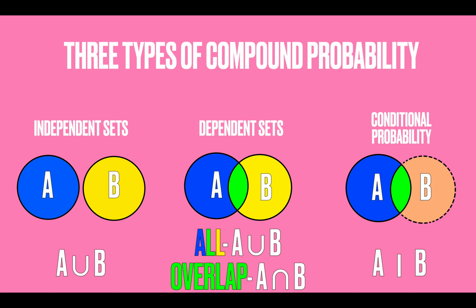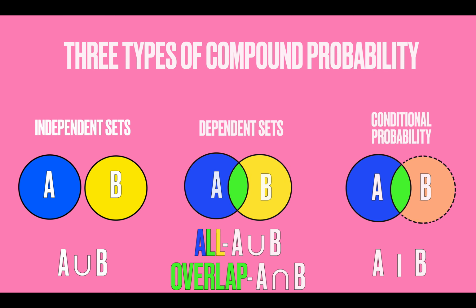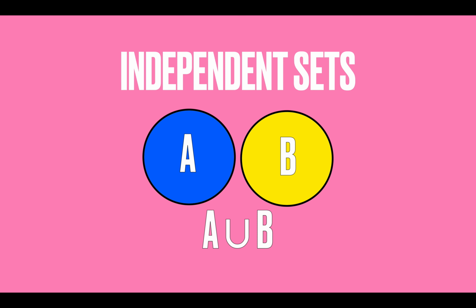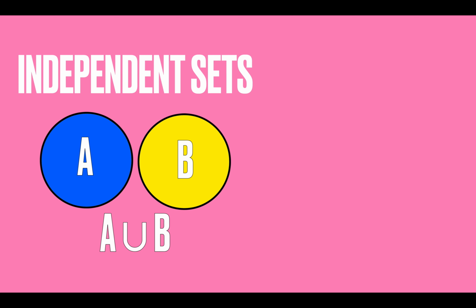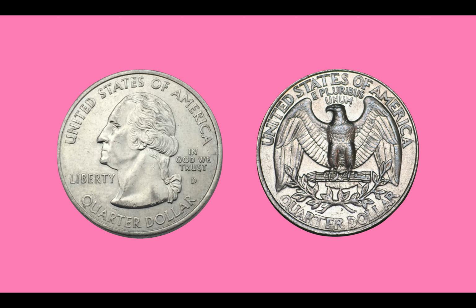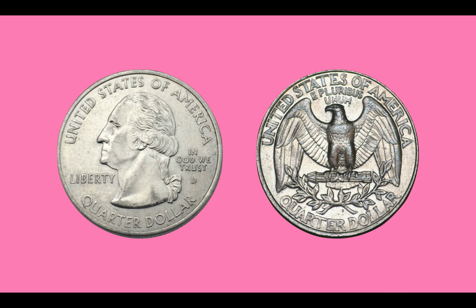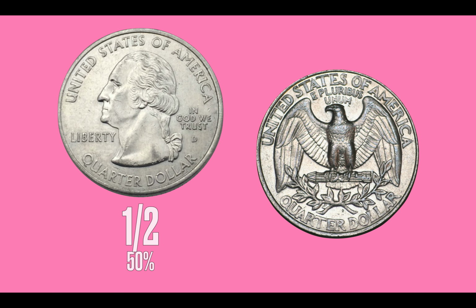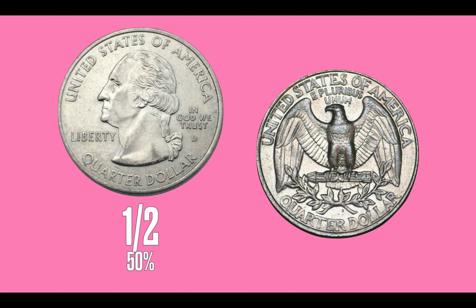So as we just said, these are the three types of compound probability, but this video is only about one of those: independent sets. This is information where each thing is a separate event that can't really come together. So, for instance, let's talk about flipping a coin. If I flip a coin, there are really only two options: heads or tails. It is either heads or it is tails. It cannot be both.